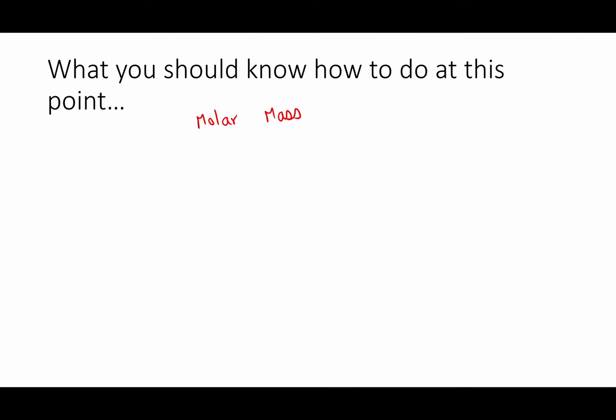And if you do not know how to do that or know what molar mass is, please consult page 1 of your Unit 7 book. Page 1 has step-by-step notes that you can follow. And you can practice molar mass on page 2.